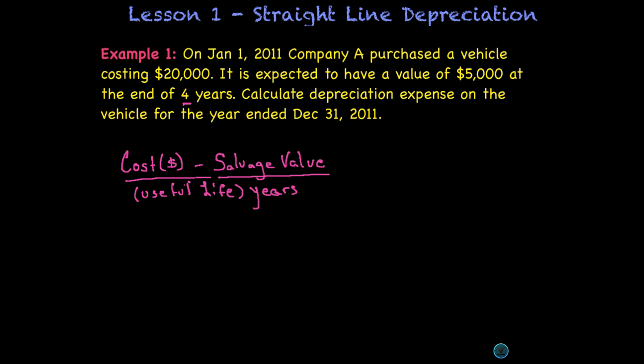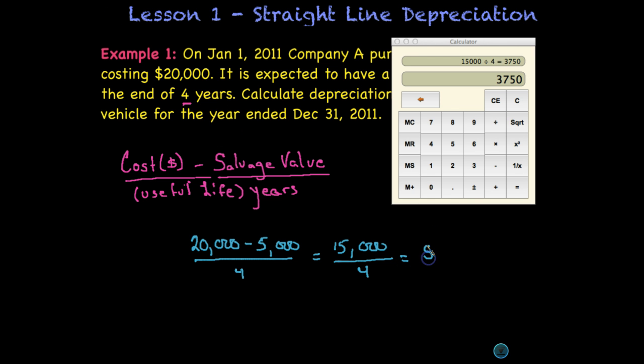Let's go ahead and do this problem. The cost of this vehicle was $20,000. It had a salvage value of $5,000, so we would subtract that. And we would divide then by the useful life in years, which is 4 years. 20,000 minus 5,000 would give us 15,000. Divided by 4 years will give us $3,750 of depreciation each year.